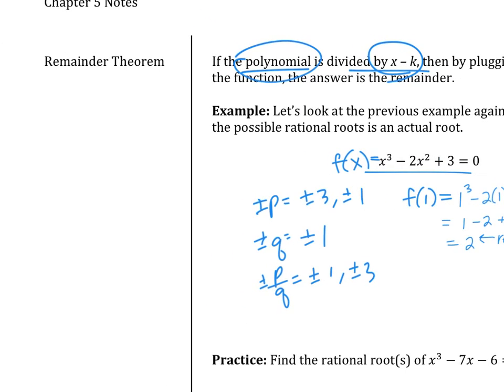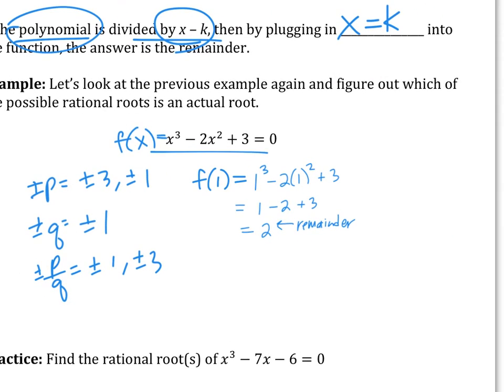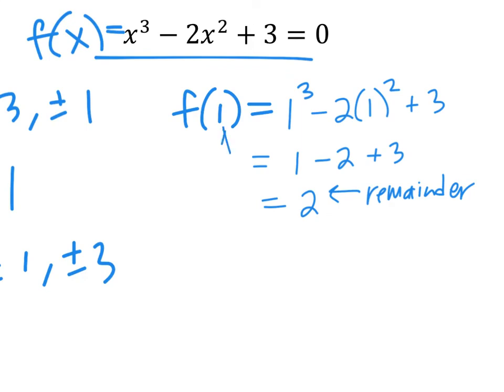Let's go back to vocab again. Root, 0, so a lot of you asked me on that quiz, root, 0, x-intercept. We talked about this already, right? What's the definition of root, 0 and x-intercept? When y equals 0. So all of those make y equals 0. So if 1 is a root, then it makes the function 0. But right now, it makes the function 2, which means it's a remainder. So is 1 a root? No, good. So basically, if you want to find the root, then you cannot get a remainder. So 1 is a no.